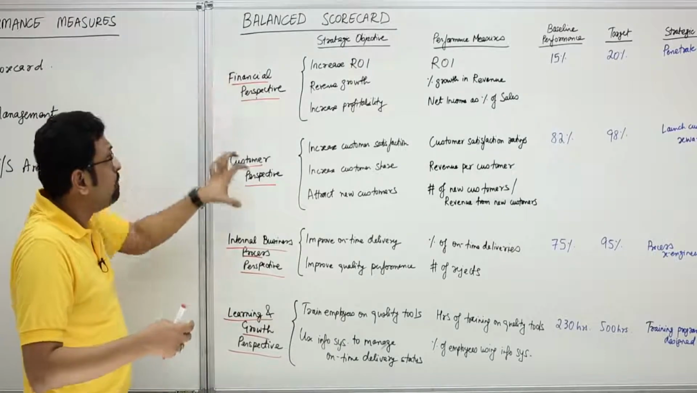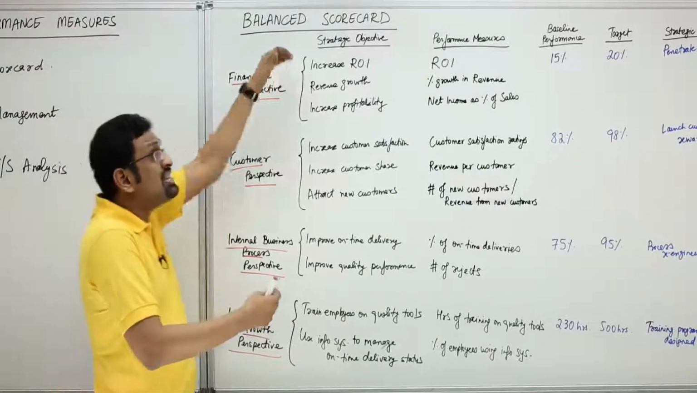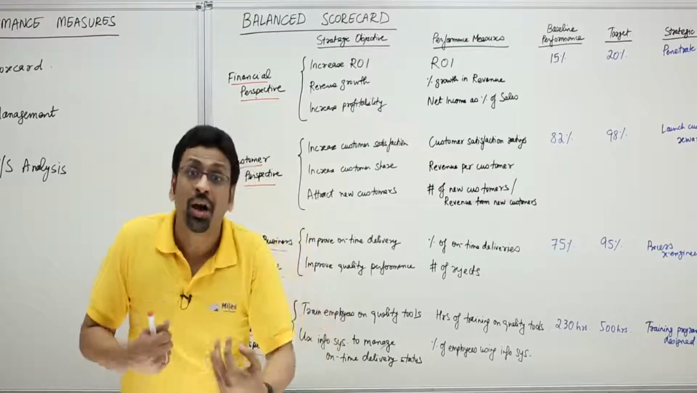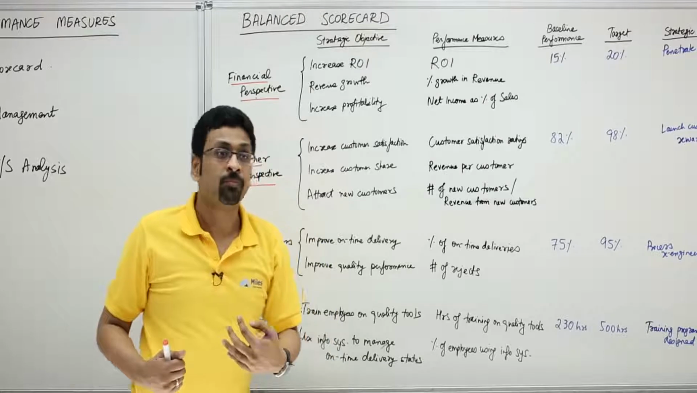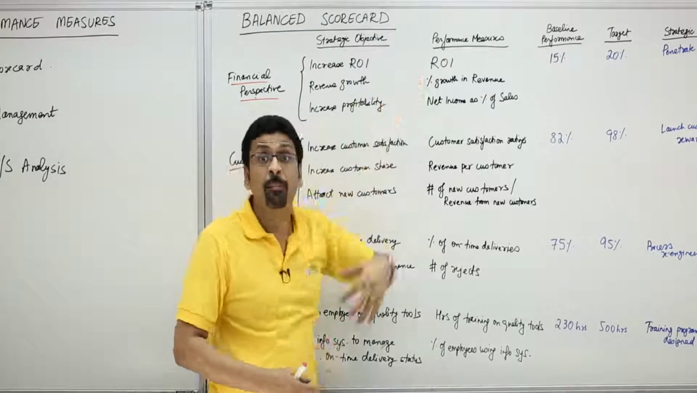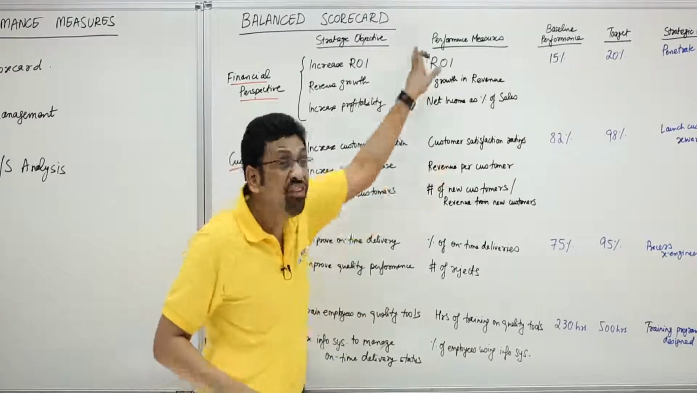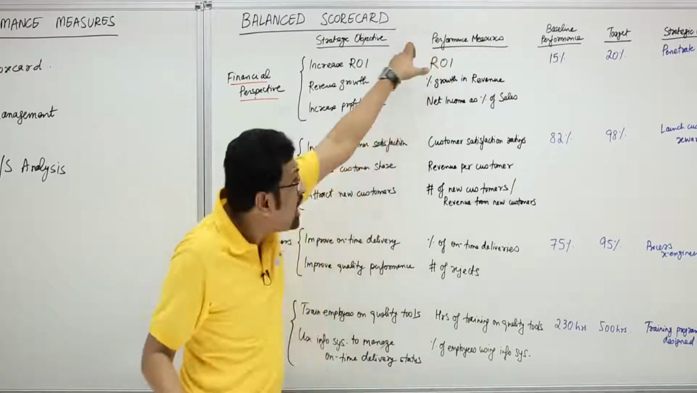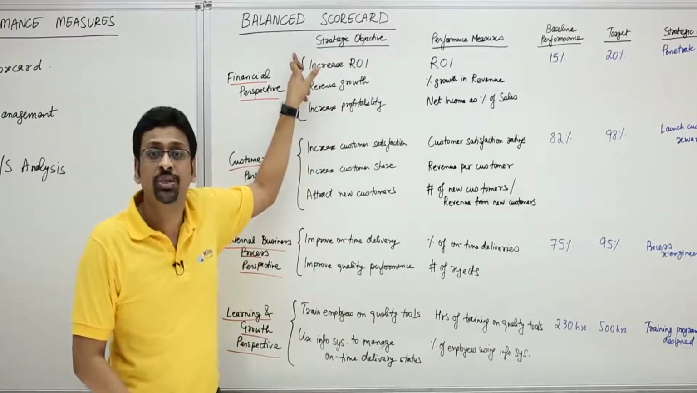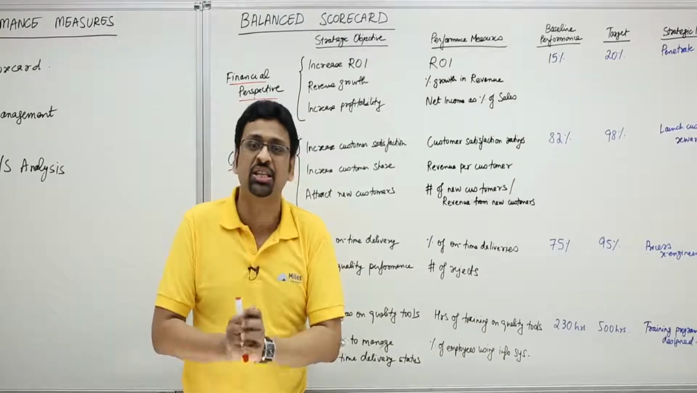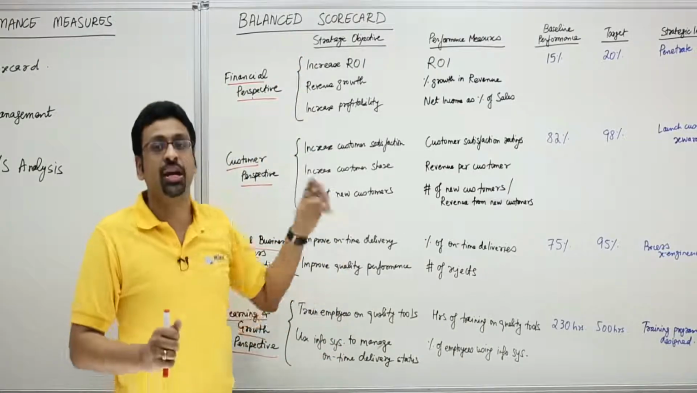Within each of the four perspectives, we're going to define certain strategic objectives, objectives which the organization wants to achieve. And for the strategic objectives, we're going to have a performance measure. Guys, I told you, if we can't measure it, it'll be difficult to manage. So we're going to have performance measures for all these strategic objectives, which would be used to measure if the organization has been successful in fulfilling these objectives.